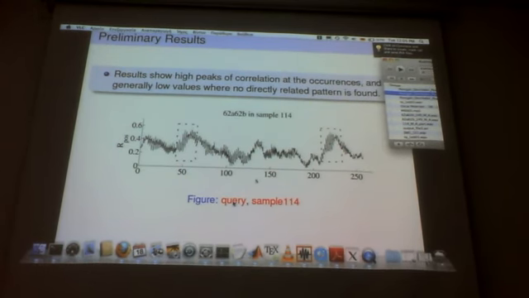Maybe once again. Okay, and this is the sample where it is somewhere hidden.